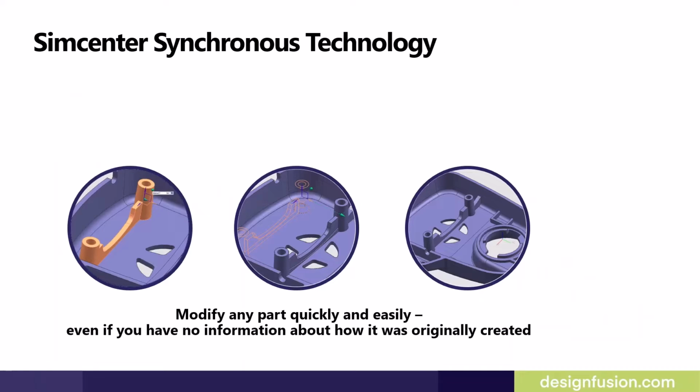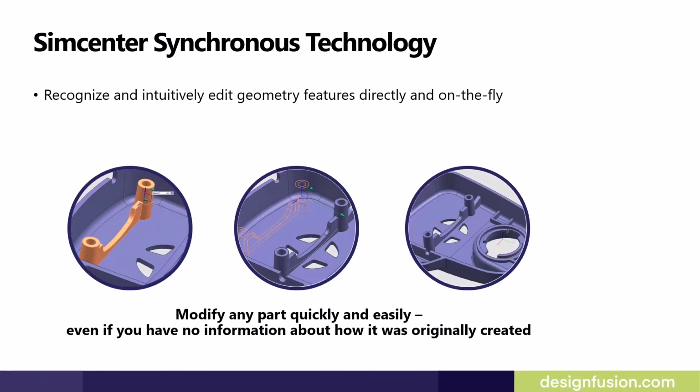For that, Simcenter offers the most advanced modeling technology, and it is a synchronized technology. It allows us to modify any part very quickly and easily, even if there is no information about how this part was created. In this picture you can see that it is also smart enough to recognize a feature and allow us to edit and modify those features directly, even if there is no feature history.